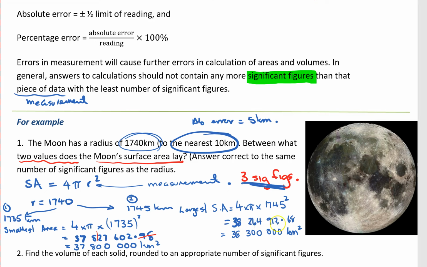So you can see I've adjusted this calculation, or the answer for the area, back to 3 sig figs. Now that means this time I'm cutting off after the 2, and because there's a 6 as the next digit that I cut off, the 2 rounds up to a 3. So I have 38,300,000 square kilometres. So that's the answer to the 2 values that the moon's surface area could lie between.